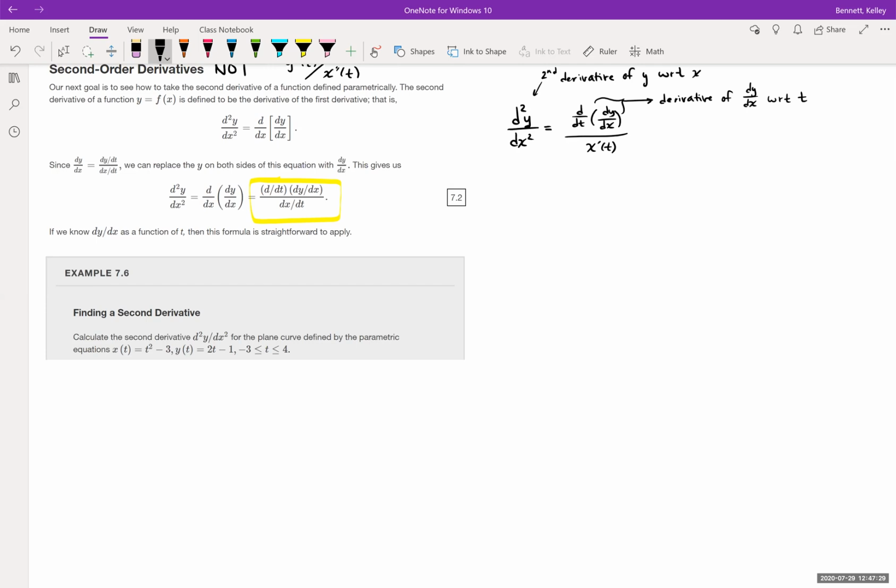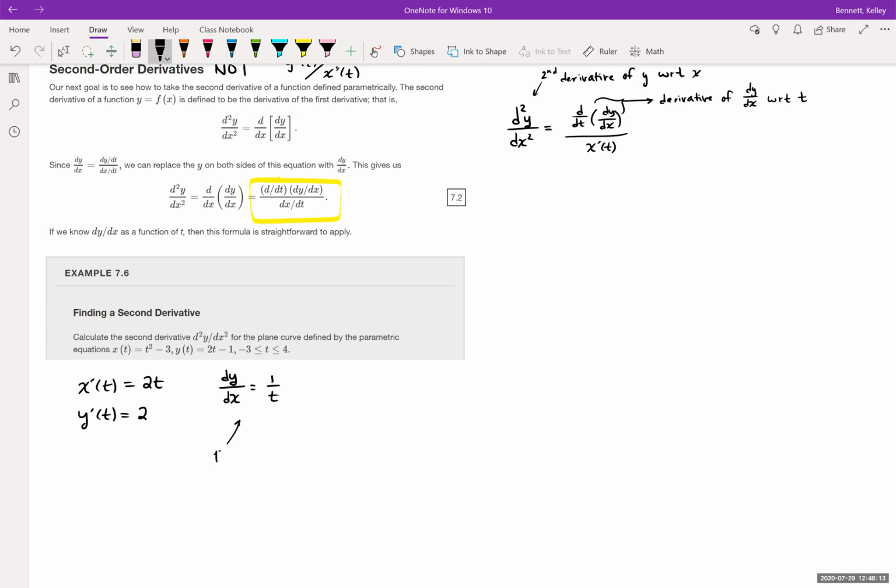So let's do an example. I'm going to need to compute x prime and y prime, simplify that, and then take the derivative of that simplified thing with respect to t one more time. So x prime of t is 2t. y prime of t is 2. So that gives me that dy dx equals 1 over t. Now that I'm here, I can go ahead and take the derivative of dy dx with respect to t.